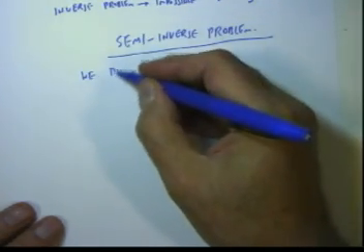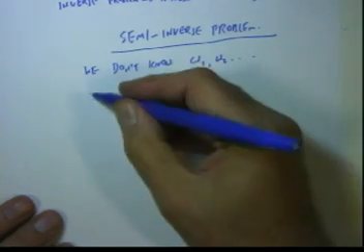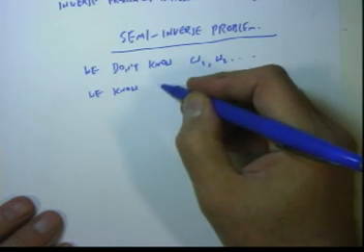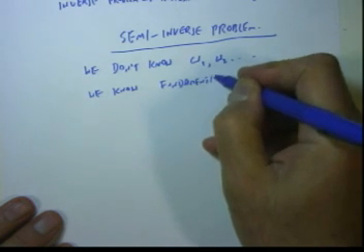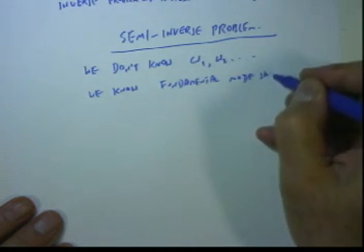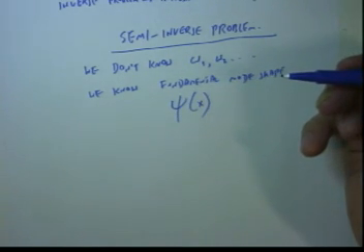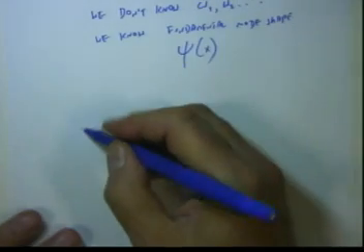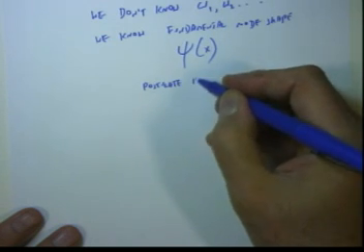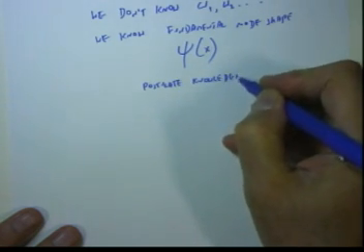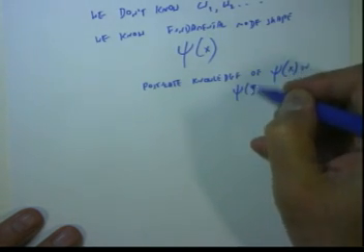Semi-inverse means we don't know omega 1, omega 2, etc. We know some, for example, the fundamental mode shape, psi of x, as before. So then we have like this. We postulate knowledge of psi of x or psi of xi.